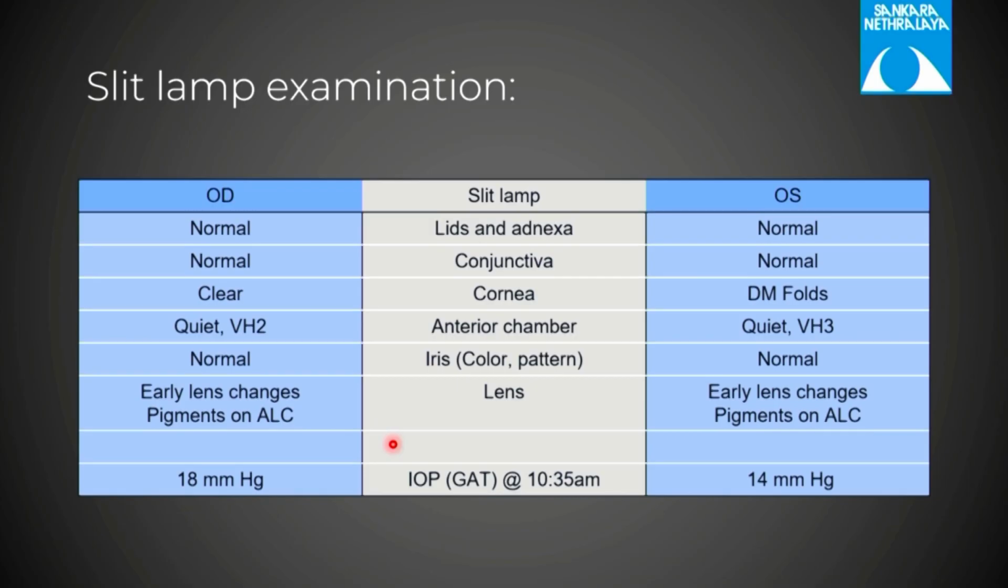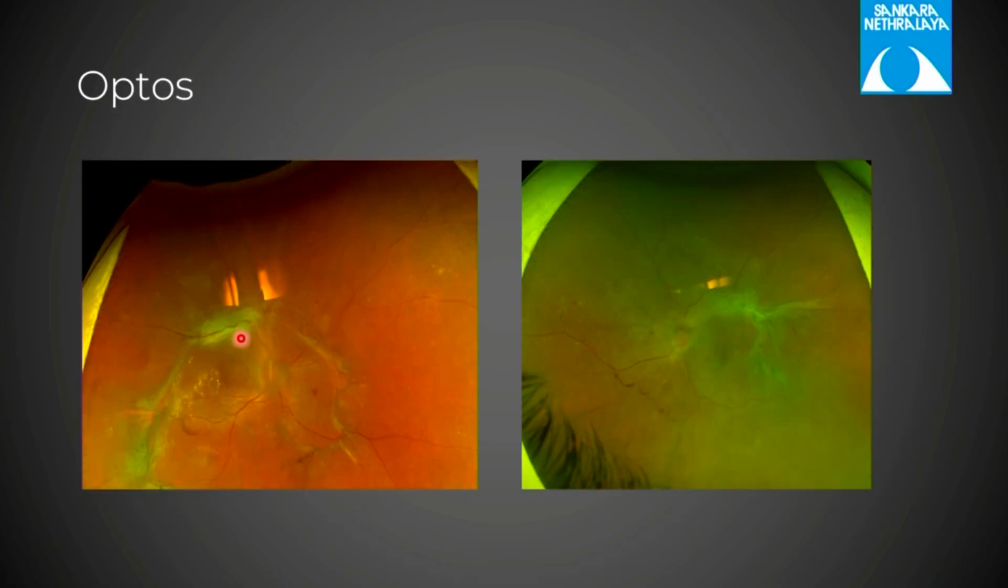We'll discuss. Intraocular pressure in the right eye is found to be 18 mm Hg and in the left eye 14 mm Hg. This is the pseudocolor Optos image of the right eye and the left eye. This is the right eye. Here you can see the media appears a little hazy, the disc is hazily seen and margins are not clear, and there is fibrous proliferative tissue seen extending from the disc.